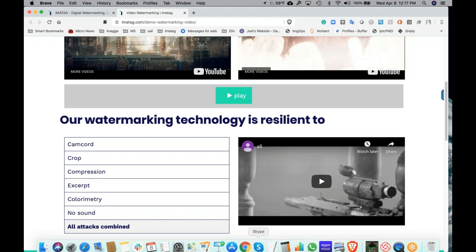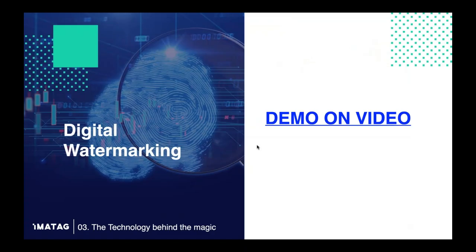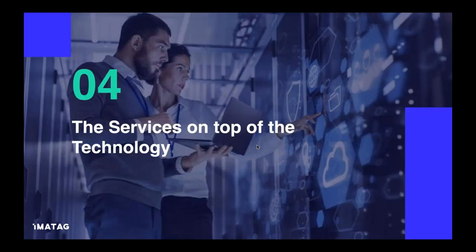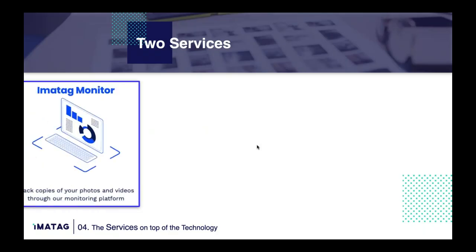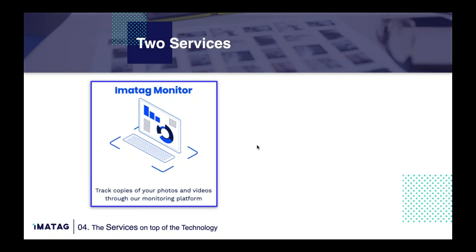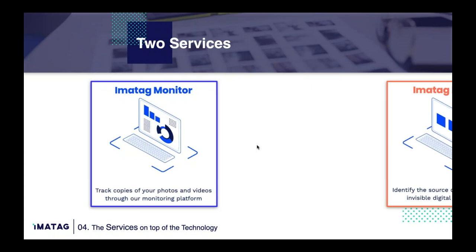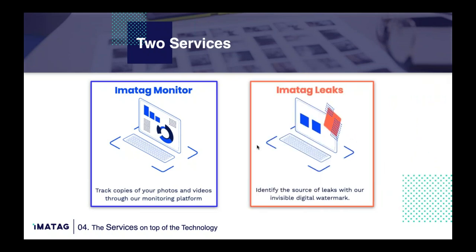So going back to our slides, this is our technology, and this is the core technology that powers everything that we do at IMATAG and how we perceive and protect images and visuals. On that technology, we did build two services. One, which we call IMATAG Monitor, which is the possibility to, as the title says, monitor your content through web crawlers, but also on print and PDF and others and broadcasting, as well as the second service, what we call Leaks, which is more centered on the identification of the source of a leak when a leak is discovered.